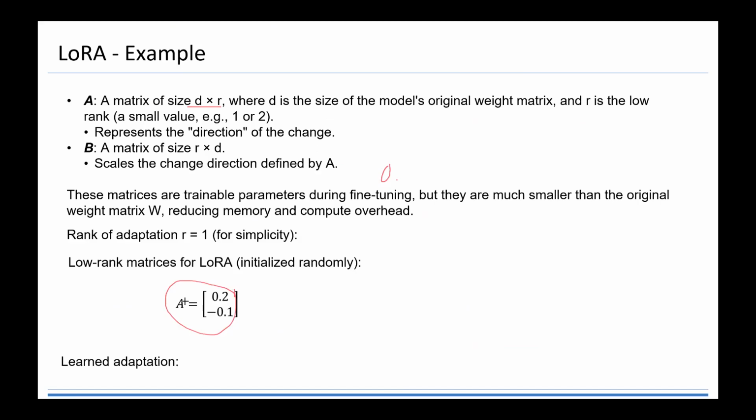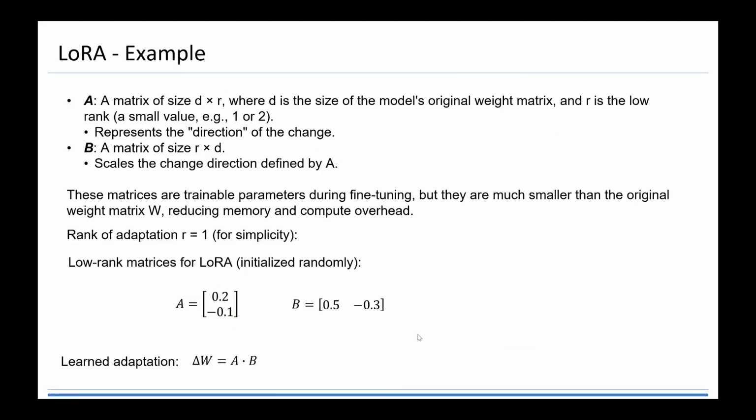This is a 2 multiplied by 1 matrix. Okay, the A is 2 multiplied by 1, and then we have B, which is 1 multiplied by 2. Okay, 1 row multiplied by 2 columns.